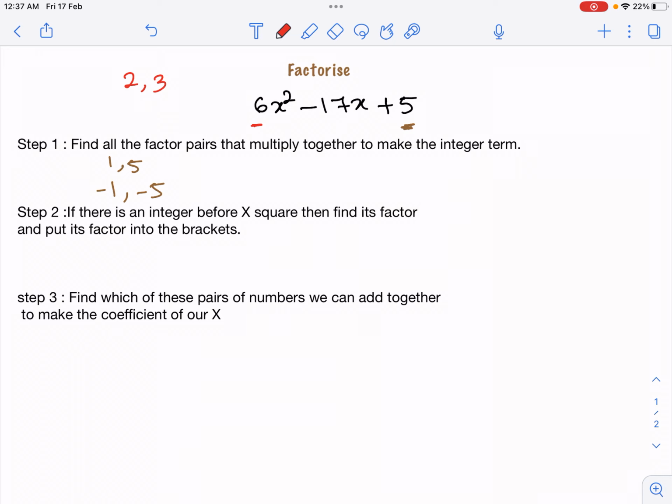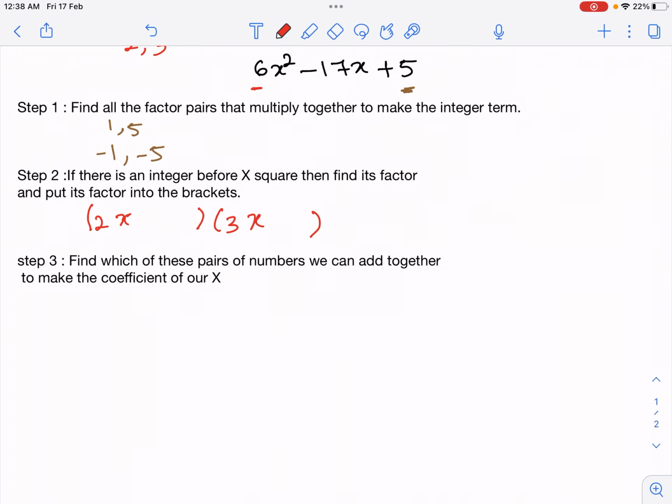So we are going to write our brackets. Bracket number 1, this is x, multiplied by bracket number 2. Since we said the factors of 6 are 2 and 3, we are going to randomly plug 2 and 3 into these two brackets. Let's say for the first bracket I'm going to write 2x. For the second bracket I'm going to write 3x. This is step number 2.